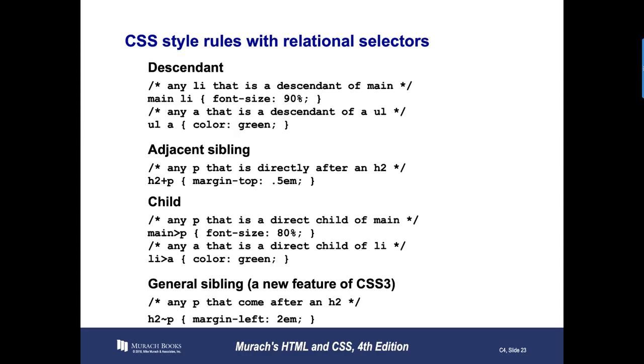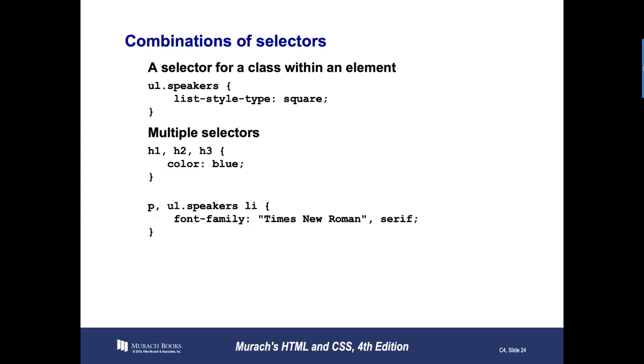General sibling, a new feature of CSS3, is where you write it with that tilde. That says any P that comes after, or rather, it should be any P that comes after an H2. All right?